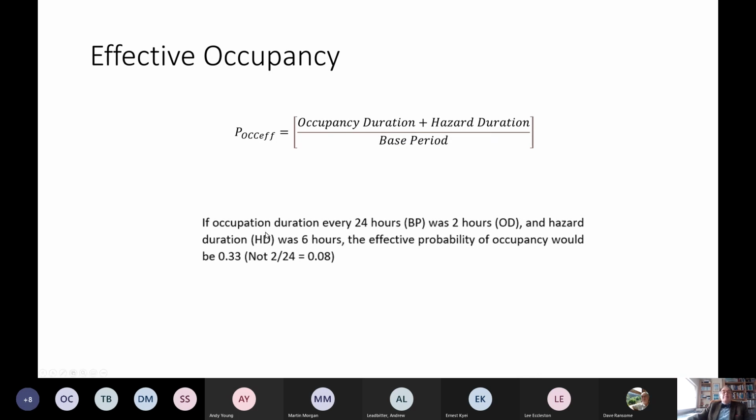And by way of an example, if the duration every 24 hours, which becomes my base period, was 2 hours, that's the occupation duration, and the hazard itself was present for 6 hours, then if we plug those numbers into that little equation, the probability of occupancy would be 0.33. Whereas if you'd just looked at the percentage of time that somebody was present, you'd just be using 2 over 24, and it would be 0.08. So you can see you get a very different answer. So an important consideration.